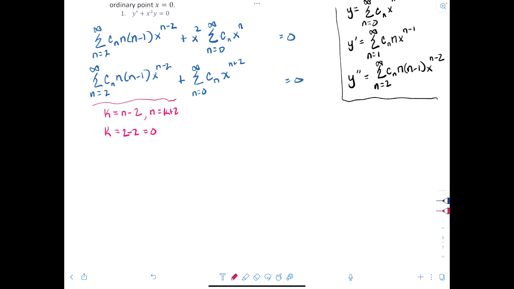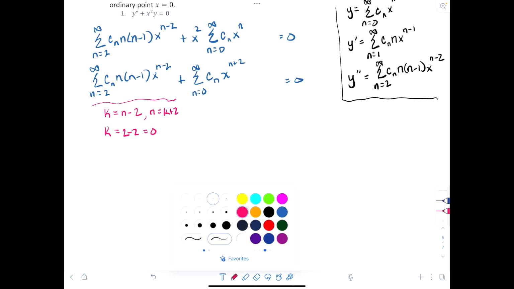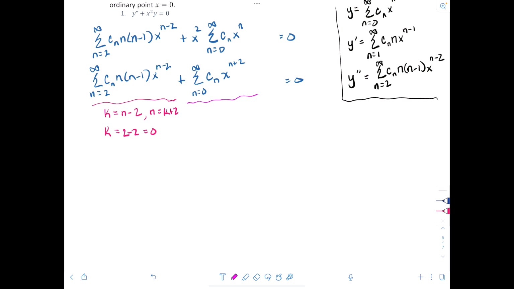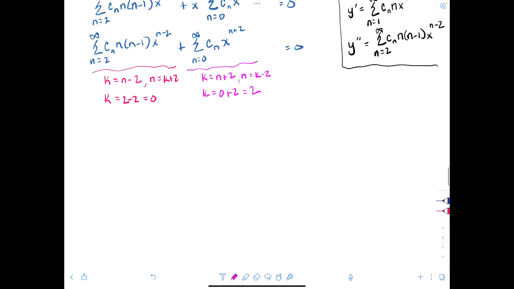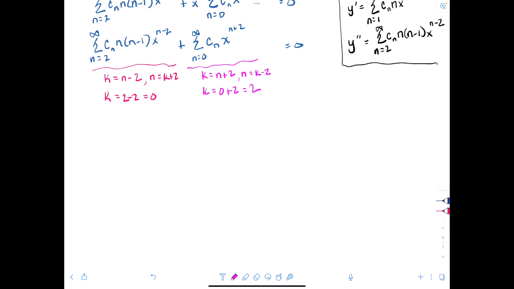Cool so far? All right, now for the second one that we have going on, we're going to let k equal n plus 2. That would make n equal to k minus 2. And when n starts at 0, k is going to start at 0 plus 2, which is 2. So rewriting these in terms of k, this is what we will have.